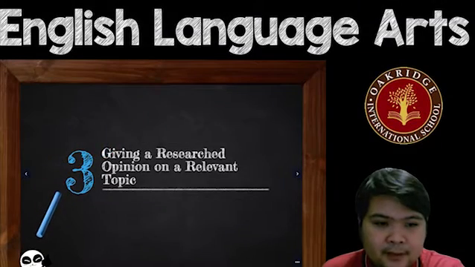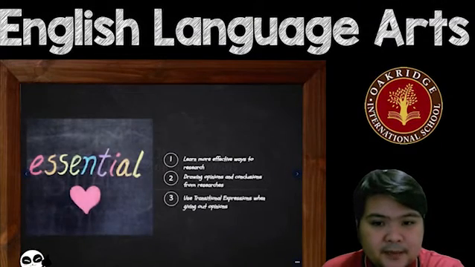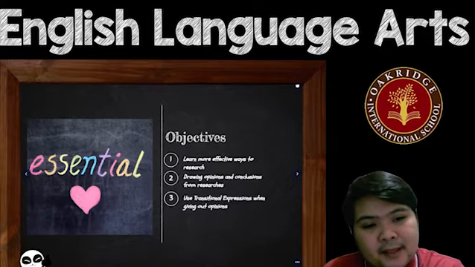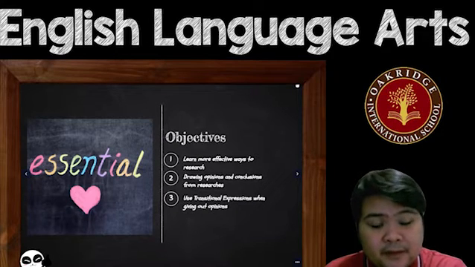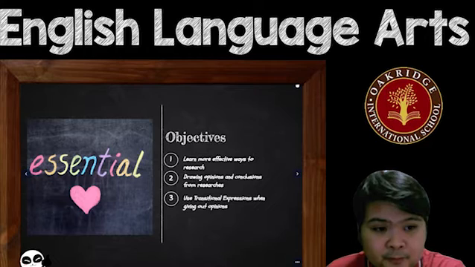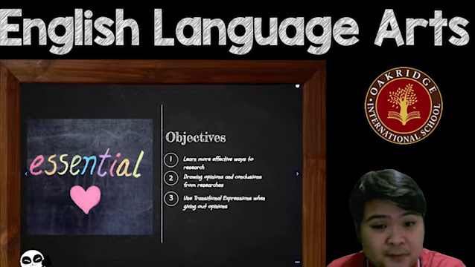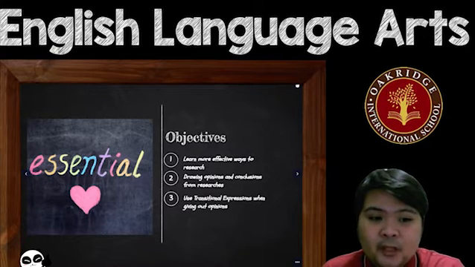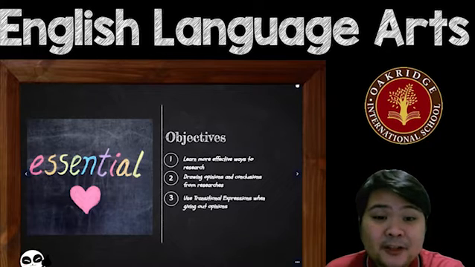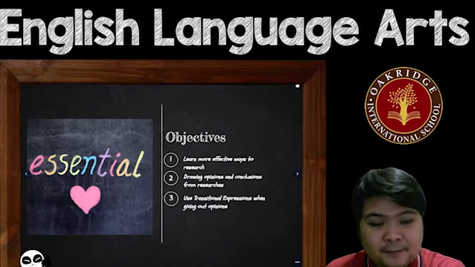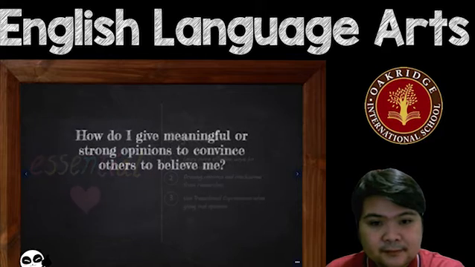Alright? Okay. What are our objectives for this lesson? We have three. Number one, to be able to learn more effective ways to research. Number two, drawing opinions and conclusions from research. And then number three, to use transitional expressions when giving out opinions. Alright? Okay. So, first things first.